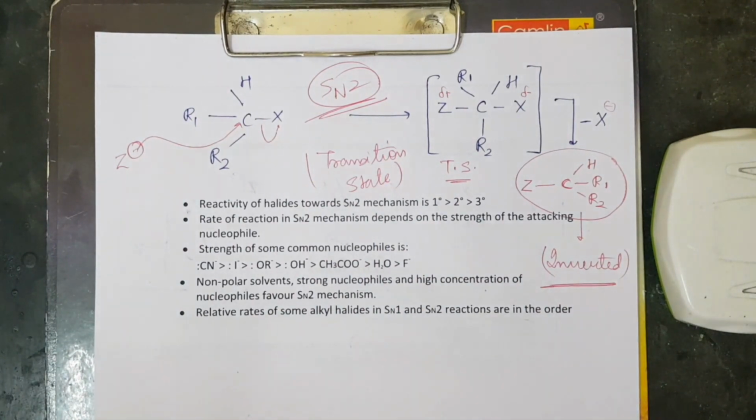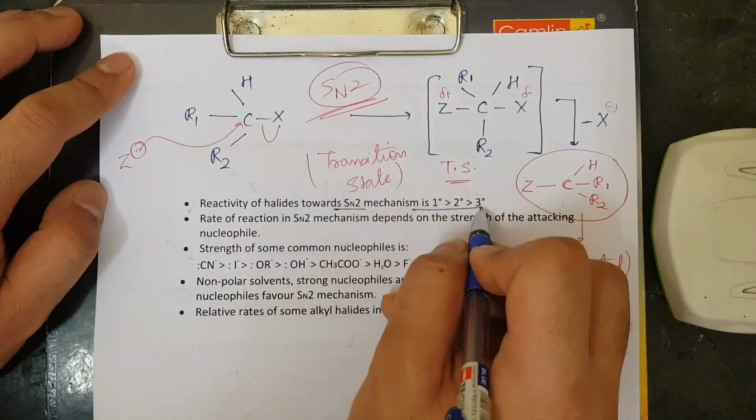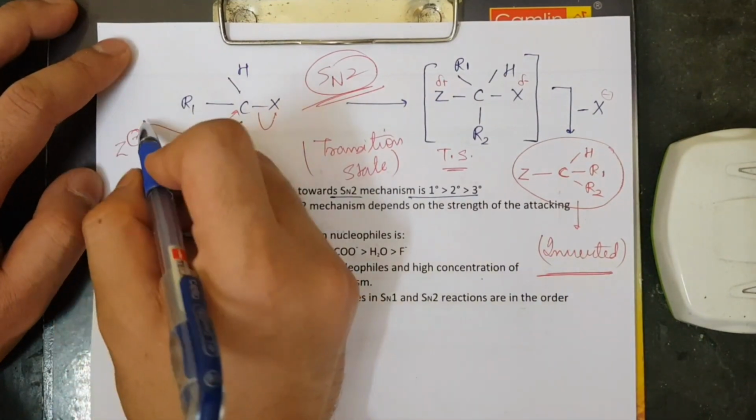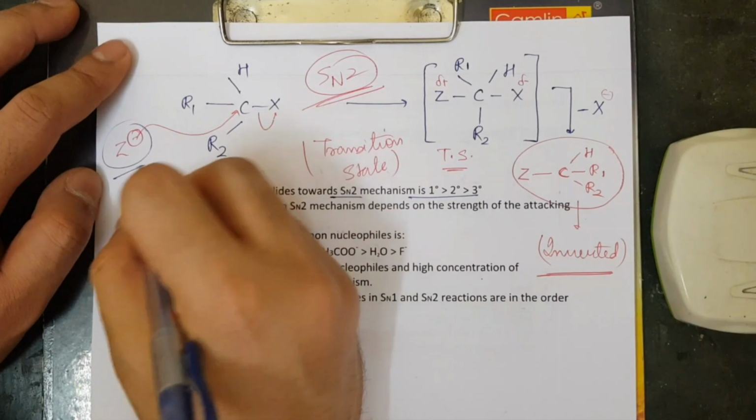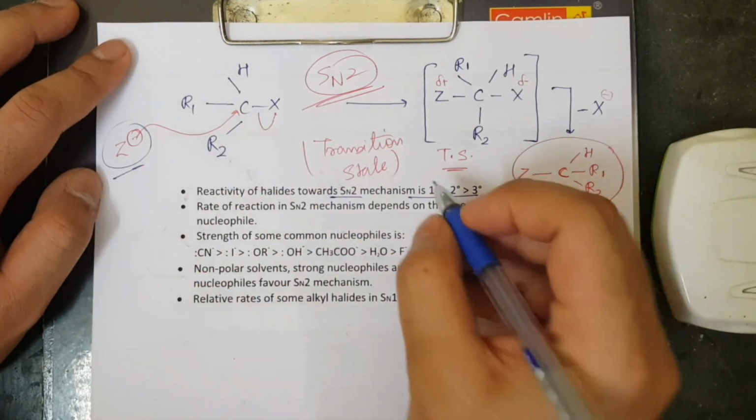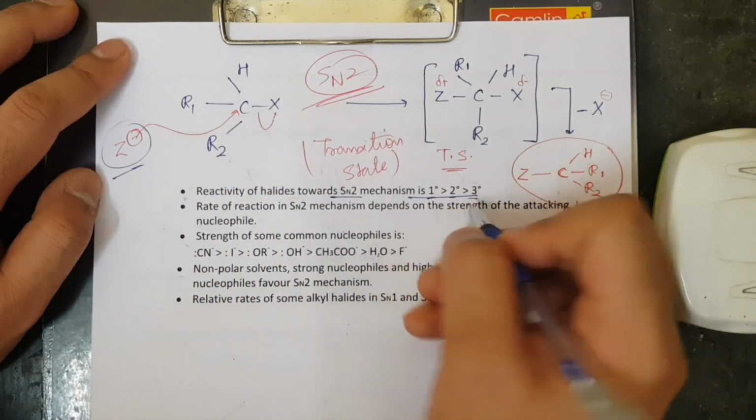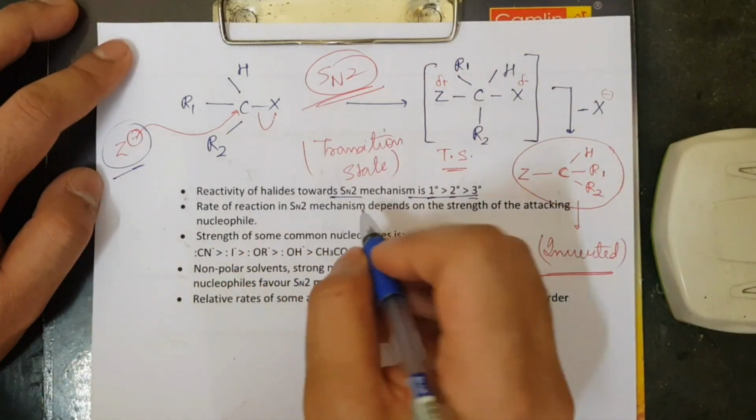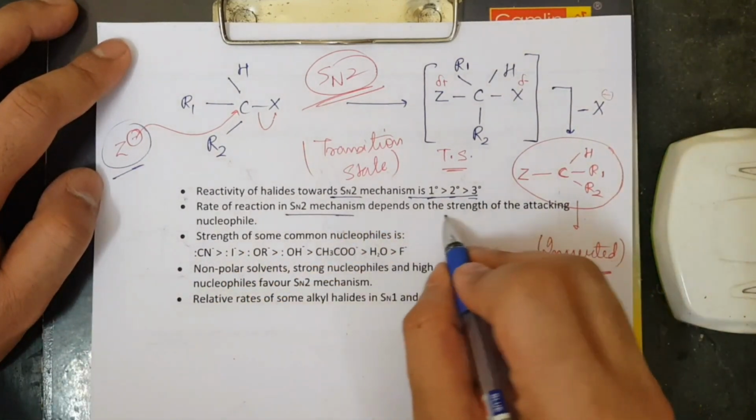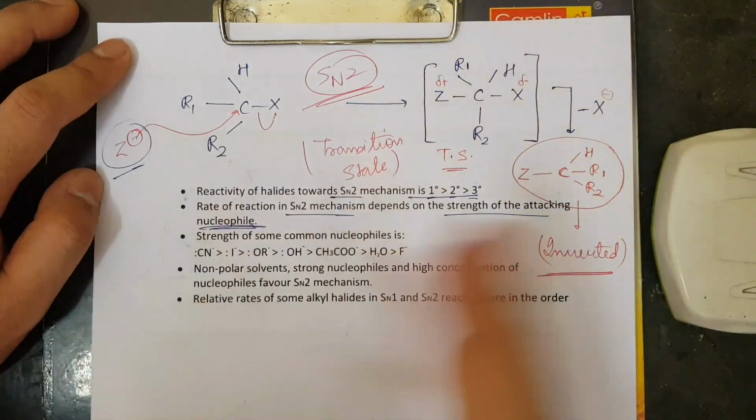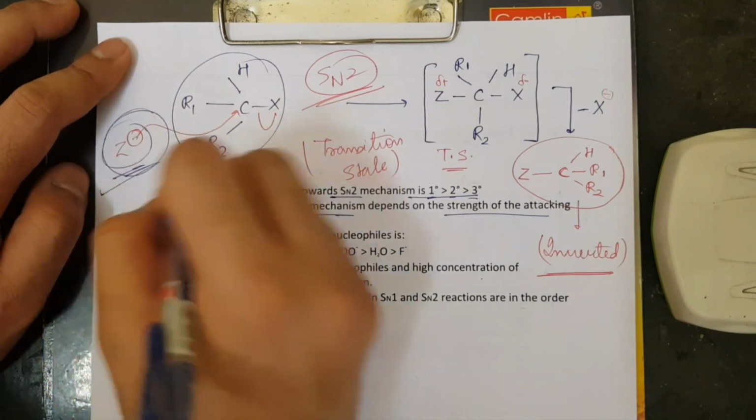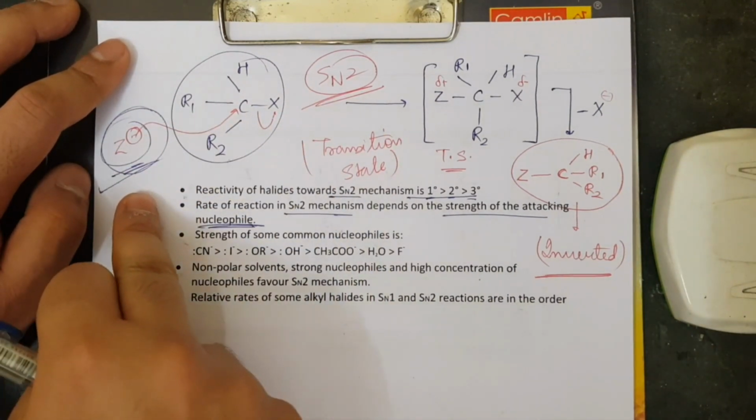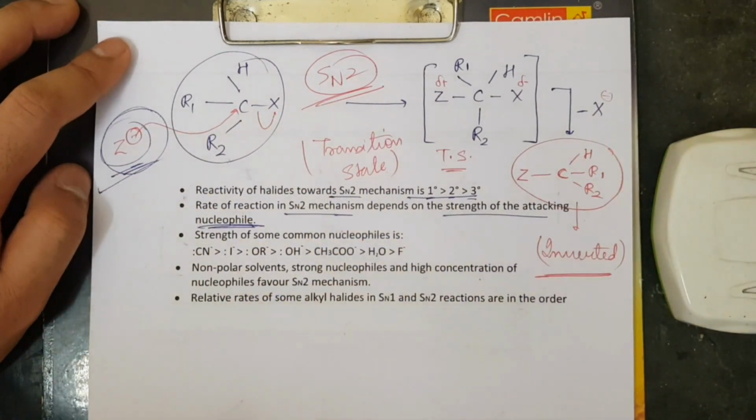Now the reactivity of halides towards SN2 is 1 degree, 2 degree, 3 degree. Why? Because Z minus has to attack, so the nucleophile needs less crowding. Where will there be less crowding? In 1 degree, then 2 degree, then 3 degree. The rate of the reaction in SN2 depends upon the strength of the attacking nucleophile. The logic is clear. The rate depends on the concentration of the alkyl halide and the nucleophile. So if I increase the nucleophilicity, the SN2 mechanism increases. The strength of the nucleophile has been given here.